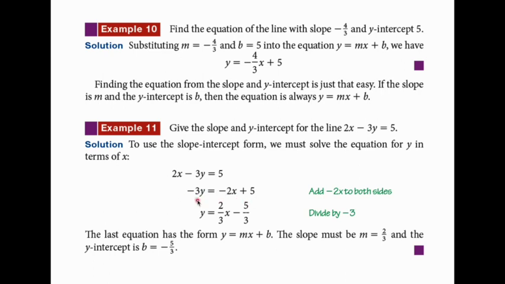Now, to finish isolating y, we're going to get rid of the negative 3 by dividing both sides by negative 3. You can either write it as negative 2x plus 5 quantity all over negative 3, or you can separate it like this. When we separate it like this, it makes it easier to identify what the slope and the y-intercept are. The slope is 2/3 because that's the coefficient of x, and our y-intercept is negative 5/3.